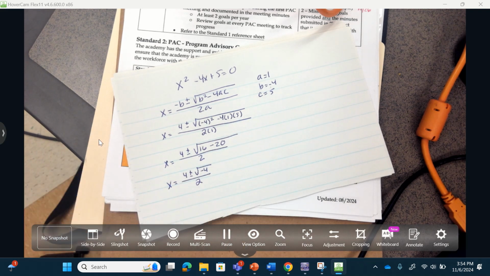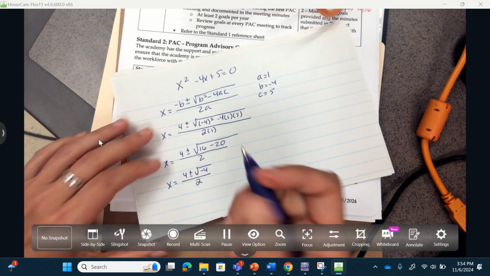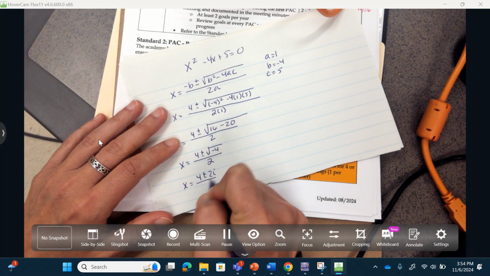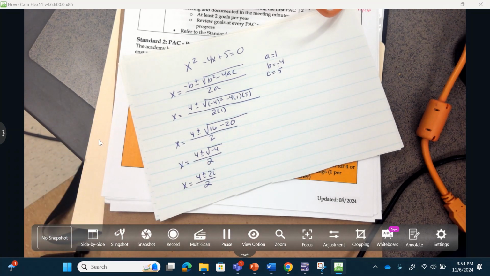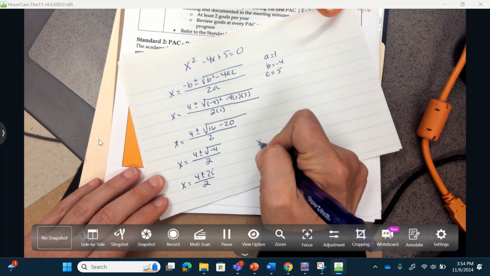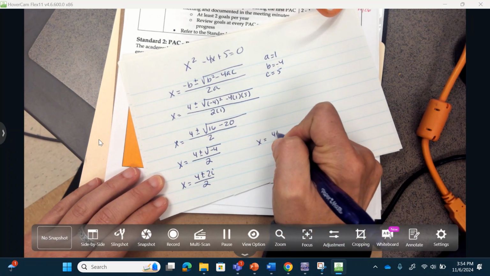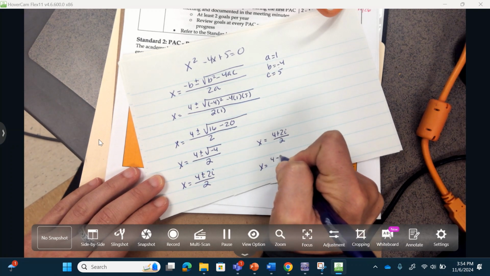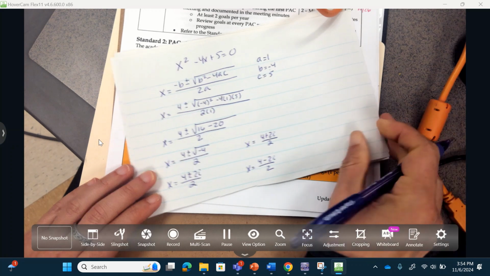And then hopefully remember that when you have a square root of a negative, that means you'll have an i. So the square root of -4 is 2i. And then we can simplify that a little bit more because now we don't have any square root there. So my answer would be 4 plus 2i over 2 and 4 minus 2i over 2.